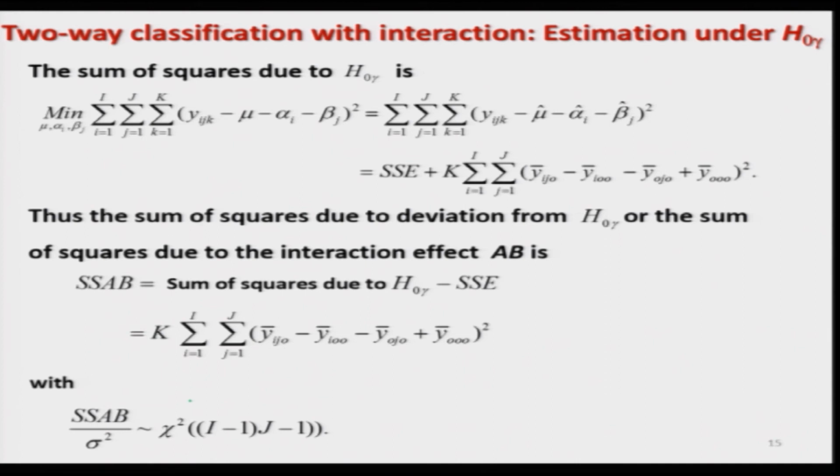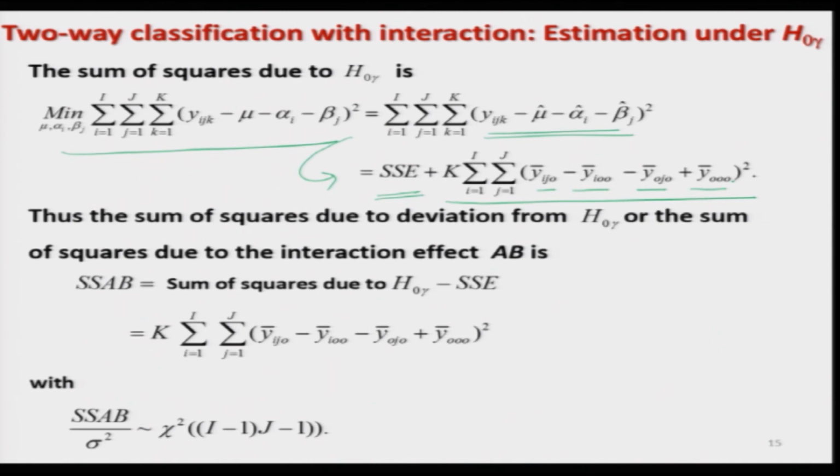So, we try to obtain the minimum value of this sum of square due to random errors by substituting mu, alpha i and beta j by their least square estimate. So, we get here the sum of square due to H naught gamma like this, and if you simply substitute the values of mu, alpha i and beta j as mu hat, alpha i hat and beta j hat, and spend not more than 1 or 2 minutes solving, you can obtain that this expression can be expressed as the sum of square due to error SSE plus k times the double summation over i and j of (y bar i j naught minus y bar i double naught minus y bar naught j naught plus y bar triple naught) whole square.